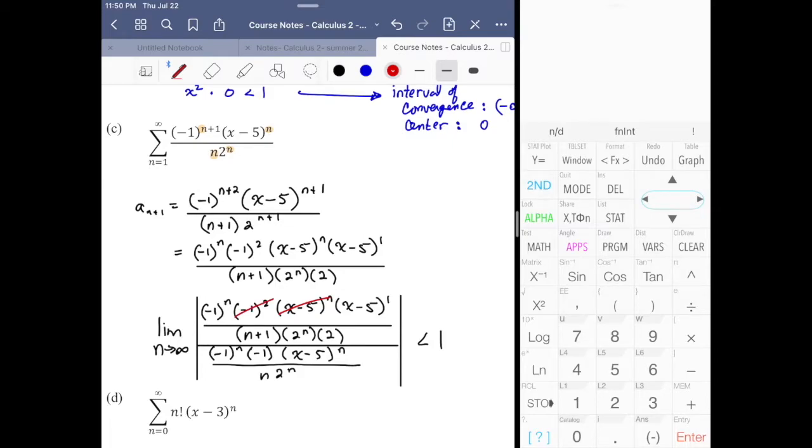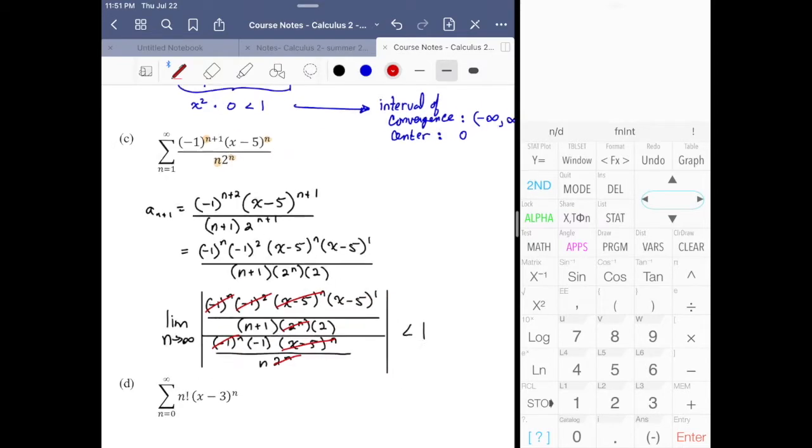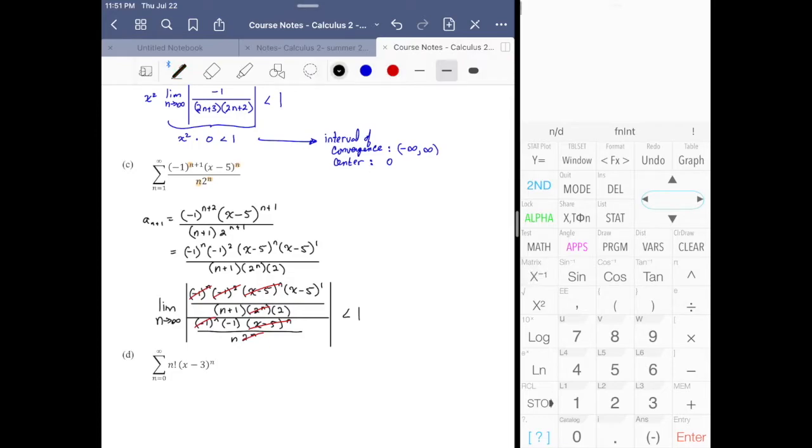Right? Well, negative 1 to the second is really just a 1, so that goes away anyway. Gone, gone, gone, gone, gone. Looking at everything here, I think I got everything. Okay. So, limit as n approaches infinity.